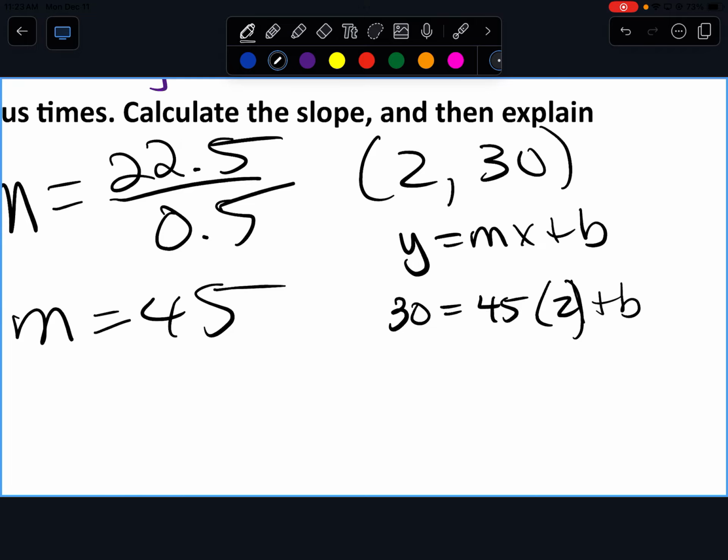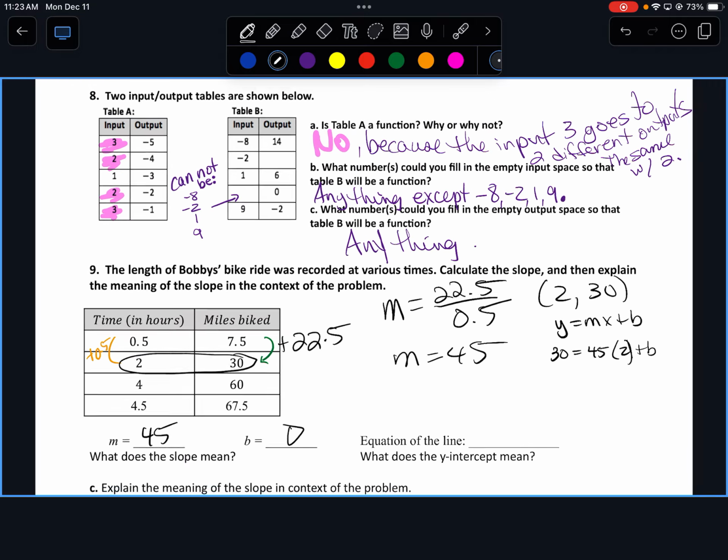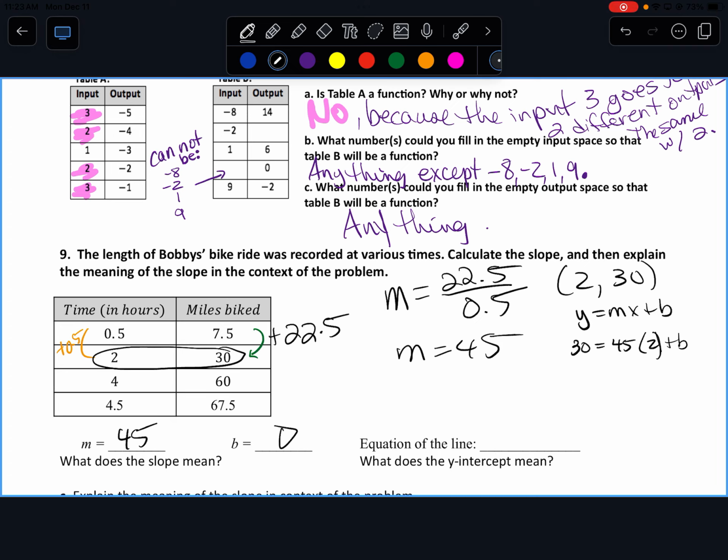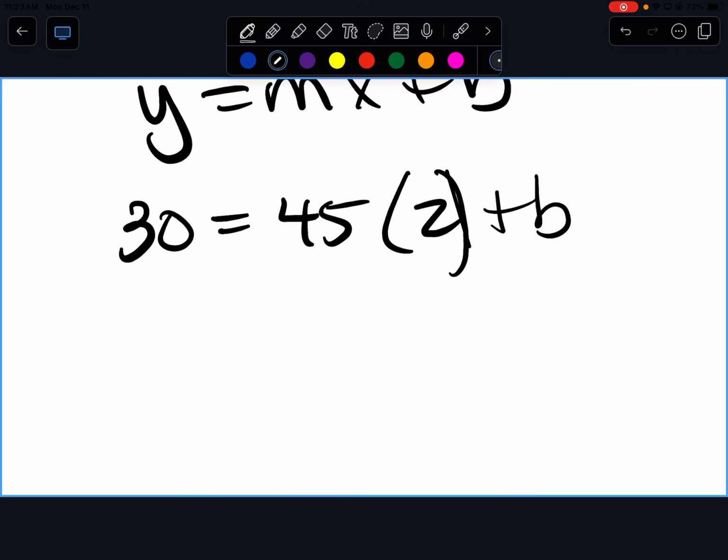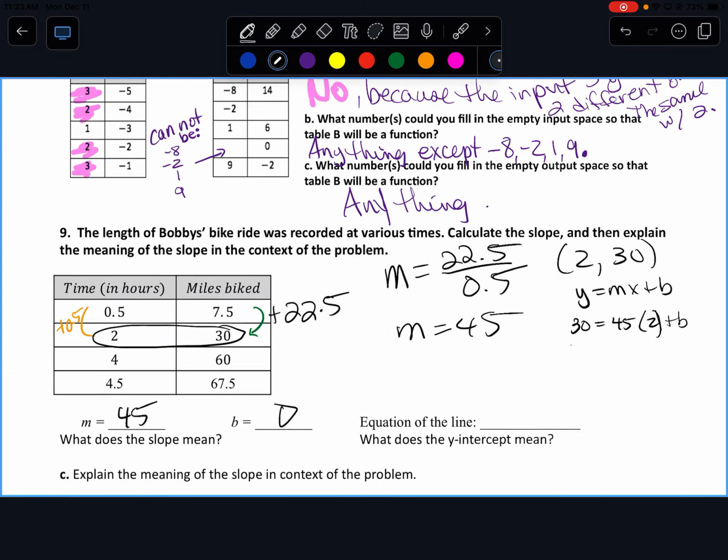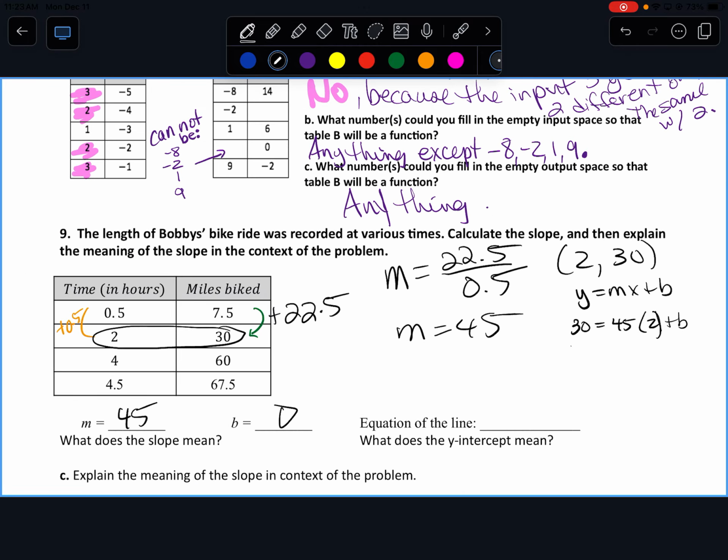I feel like I've done something wrong here. Oh, no, I haven't. Yeah, I have. Something is awry. This would be 30. Oh, I did another boo-boo right here. Goodness gracious. Sorry about this, guys.